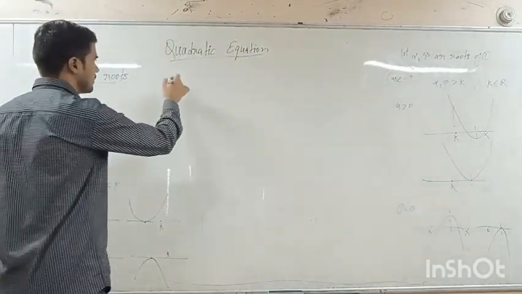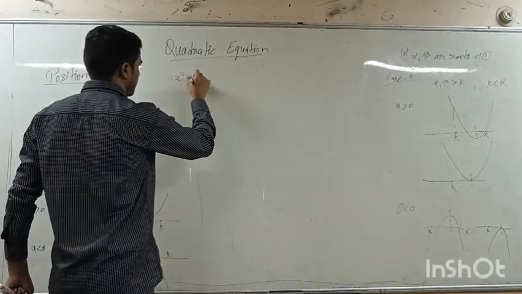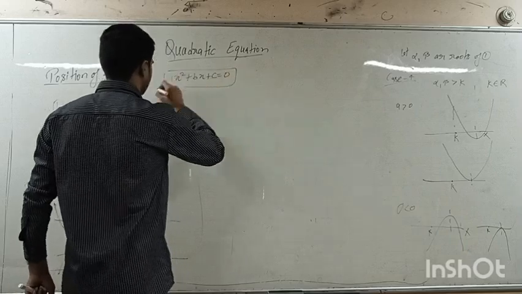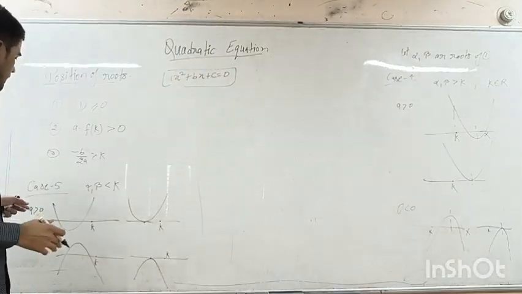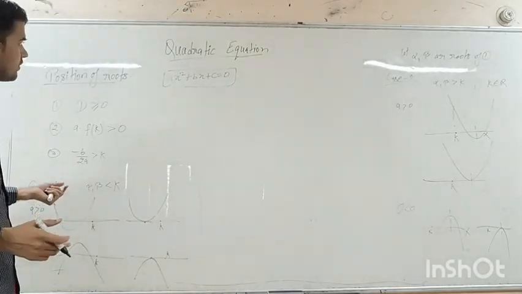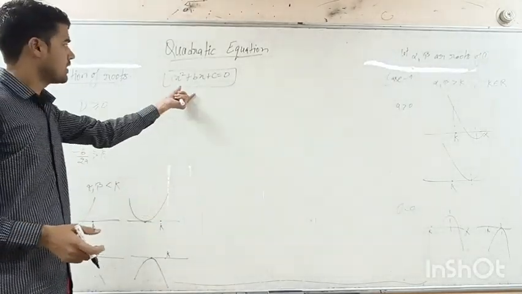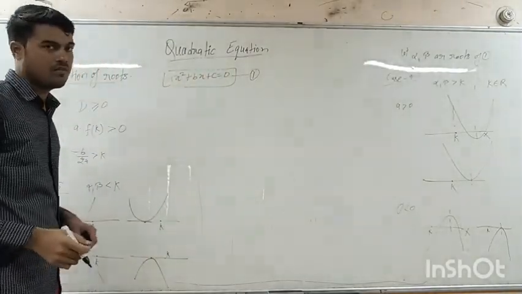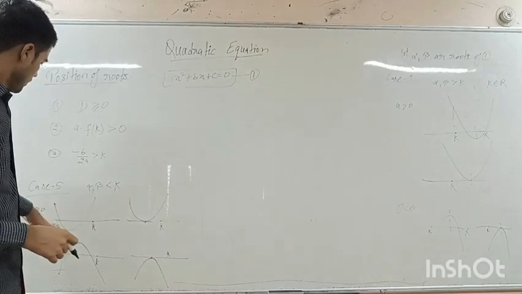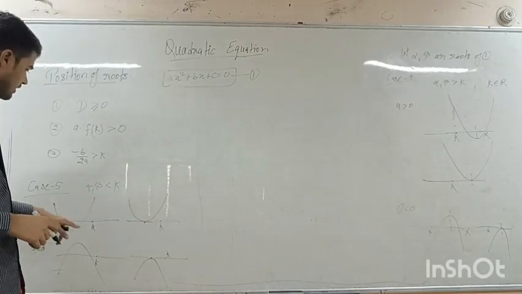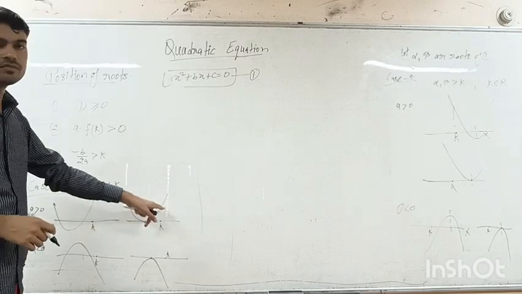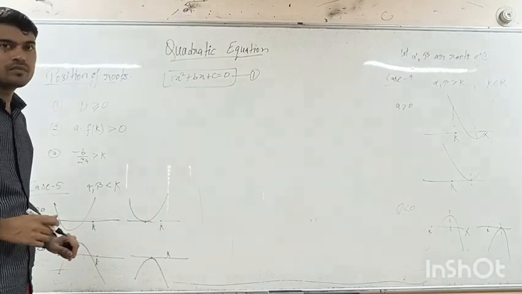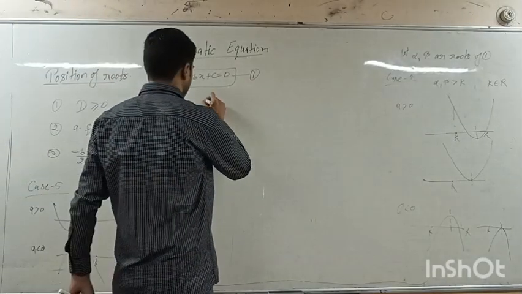What was equation 1? Equation 1 was ax squared plus bx plus c equal to 0. This is the quadratic equation we are talking about. If different positions of the roots of equation 1 are given, we can find the conditions on a, b and c. From here, if a is greater than 0, f(k) is also greater than 0. If a is less than 0, f(k) is also less than 0. Right? So what can be the conditions?